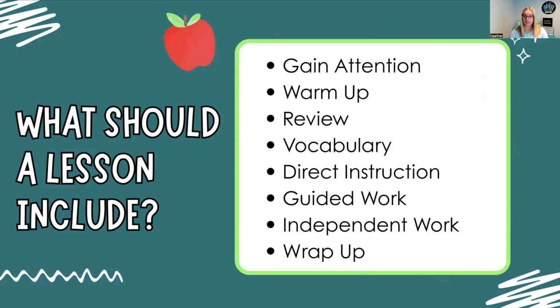Direct instruction, again, is you as the teacher giving information to the students. This is a short time. I don't want this to be the whole class, and we'll talk about that in a little bit. But direct instruction is so important because that is where you are teaching the thing to the students. And then there's guided work, right? We're going to work together to complete this. Maybe I'll do some of it, you answer some of it.